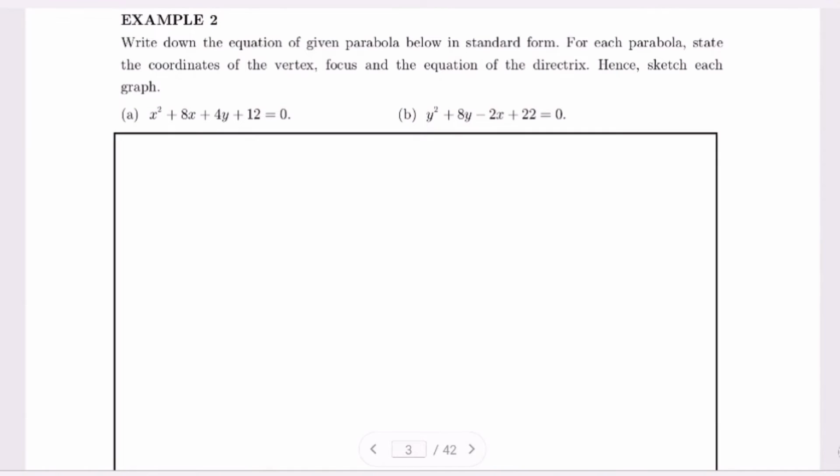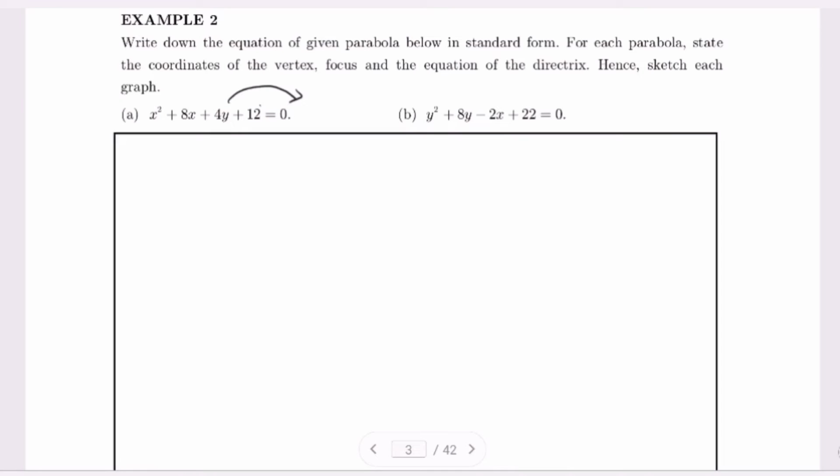For example 2, you need to write down the equation of given parabola in standard form, and you have to state the coordinates of vertex, focus, and equation of the directrix, and hence you need to sketch the graph. Okay, for the first one, the question is x squared plus 8x plus 4y plus 12 equals to 0.